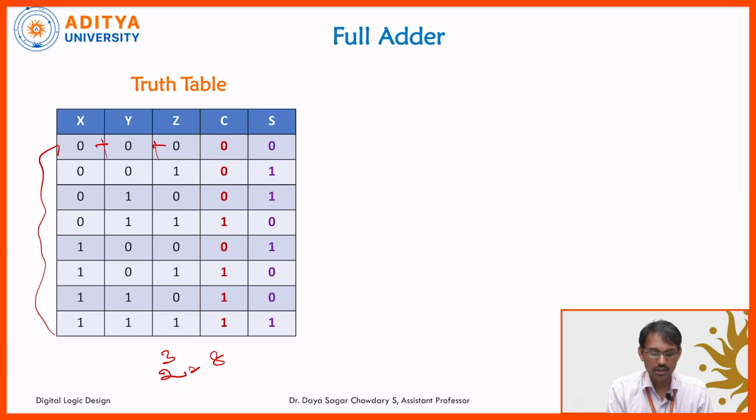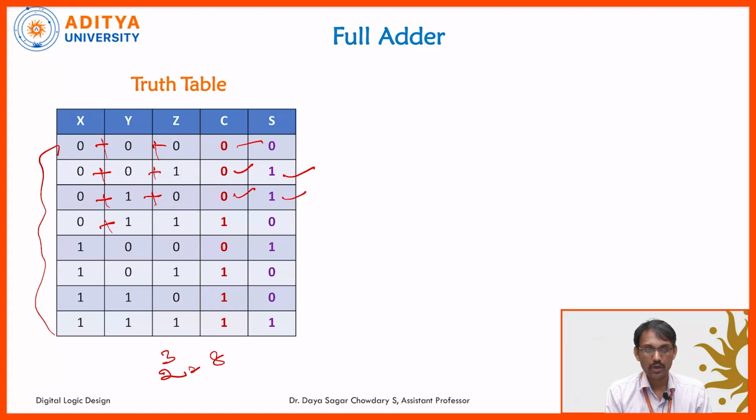So here 0 plus 0 plus 0. We know that sum and carry are zeros. 0 plus 0 plus 1. So 0 plus 0 is 0, sorry, 0 plus 1 is 1. So the sum is 1, carry is 0. Here in this combination, 0 plus 1 is 1, the sum is 1 and carry is 0, and 1 plus 0, the sum is 1 and carry is 0. So simple. This we can easily represent.